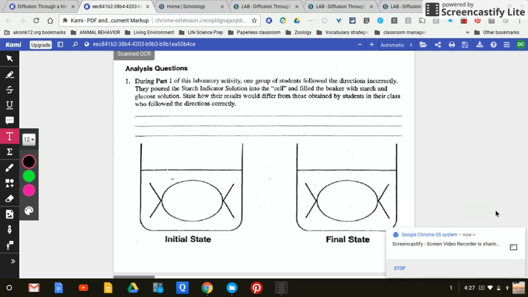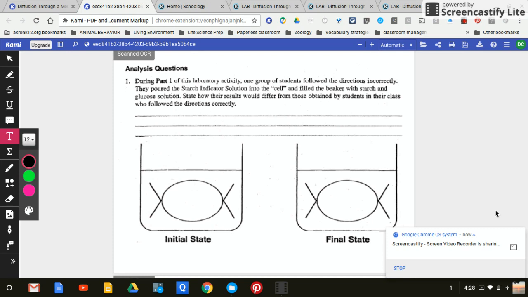So this part is going to go through the analysis questions. These questions tend to be kind of challenging, so I like to use pictures. You are not going to see these pictures on your lab. I have inserted them here so that I can draw and explain things to you.